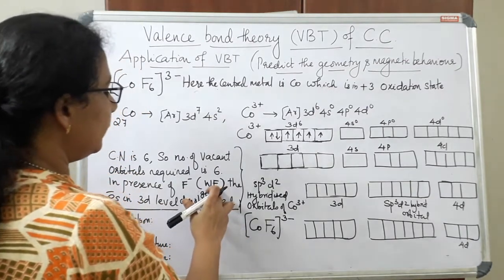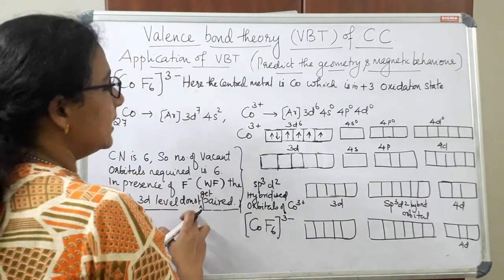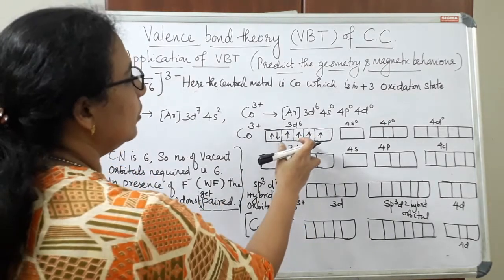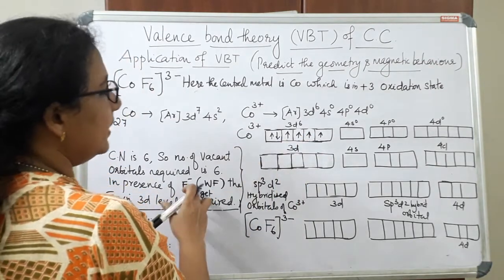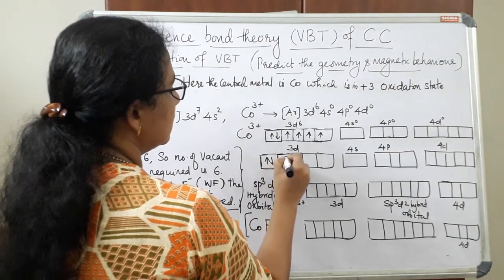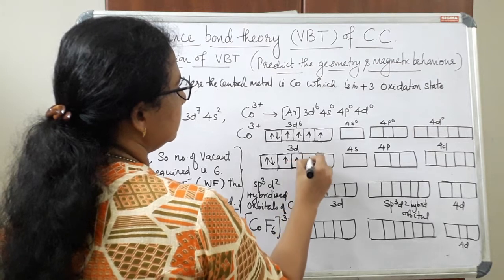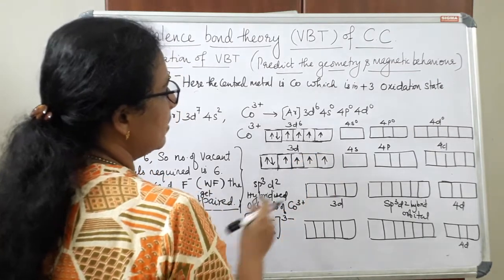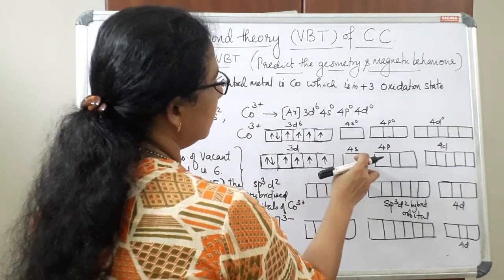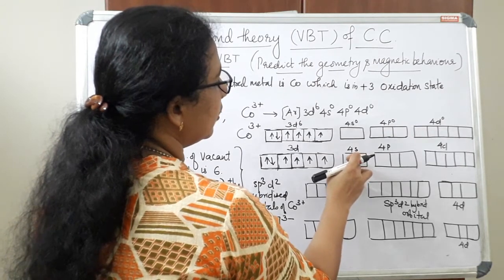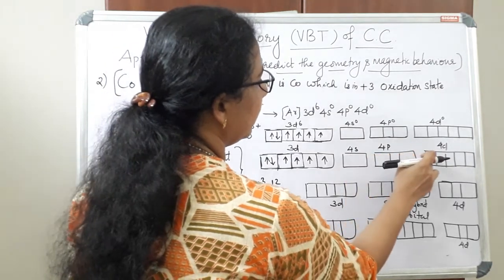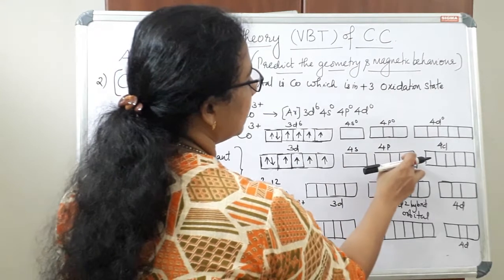So since it is a weak field ligand, the electrons in the 3d level will not get paired. So we can draw the electrons as the same. There is no pairing of electrons. So we need to find out the 6 orbitals. So 6 vacant orbitals are needed since the coordination number is 6. So 1, 2, 3, 4, 5 and 6. So 6 vacant orbitals are taken.